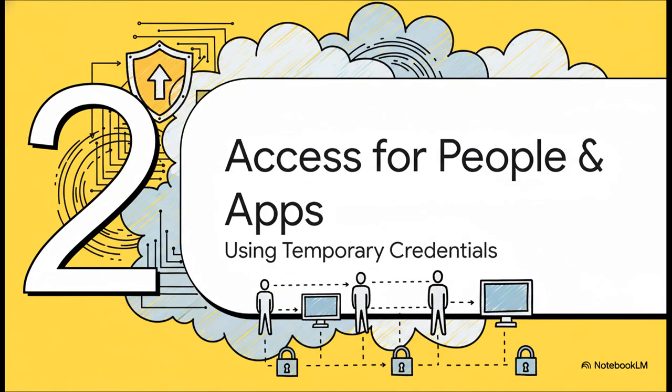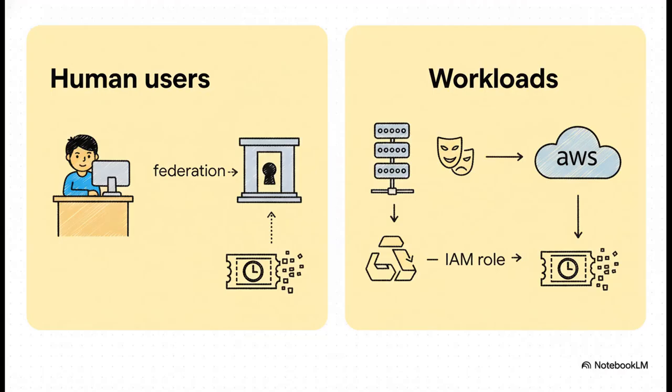Okay, so if we're not supposed to use the root user for everyday tasks, how do people and applications actually get their work done? Well, the answer is all about the magic of temporary credentials. You've basically got 2 groups that need access. Your human users, your developers, your admins, and your workloads, your applications. And if you look closely, you'll see a common thread here. The goal for both is to use temporary credentials.